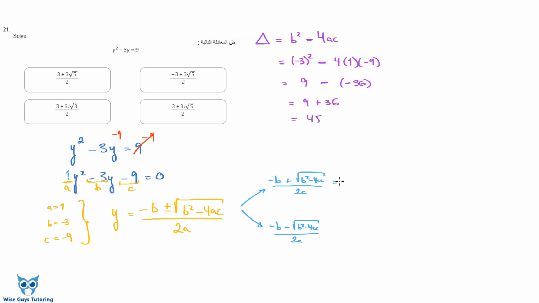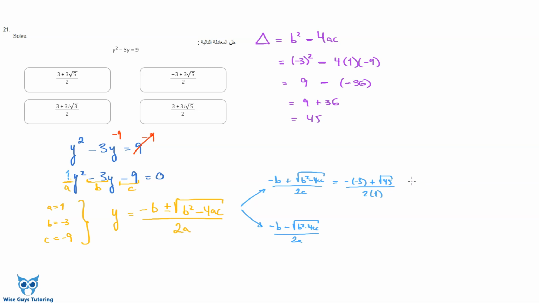Now what happens here, we substitute, you get minus 3. In this case we're doing the plus square root of 45 because we found that under the root there is 45, and we divide this whole thing by 2 times 1.